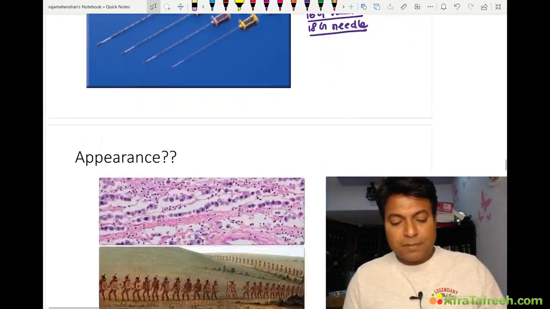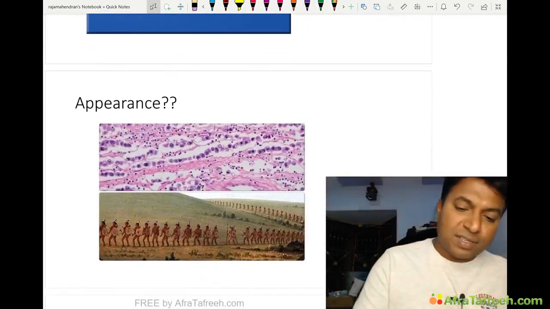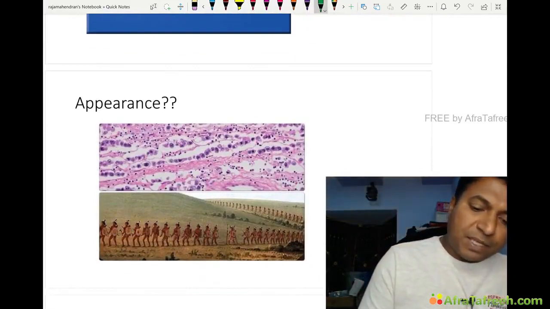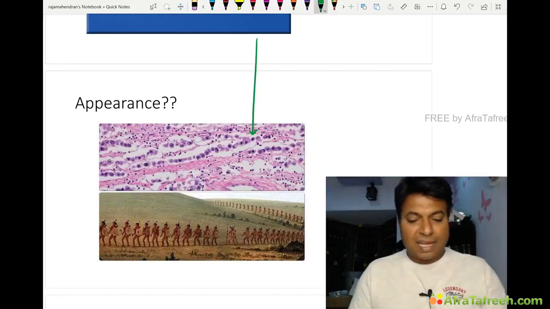And in one such biopsy taken, there is one interesting finding. What is this? I have taken a biopsy from the breast and I am seeing the cells like this. What is this?